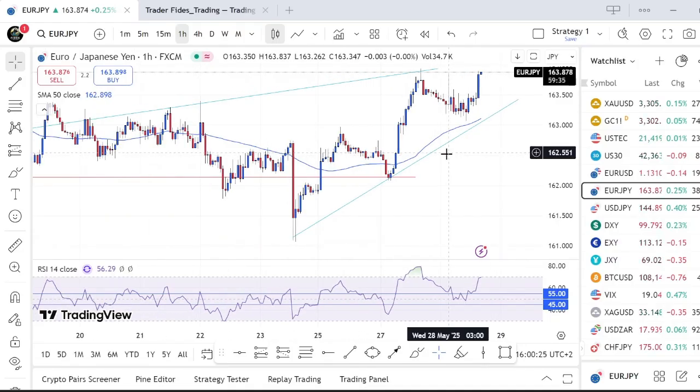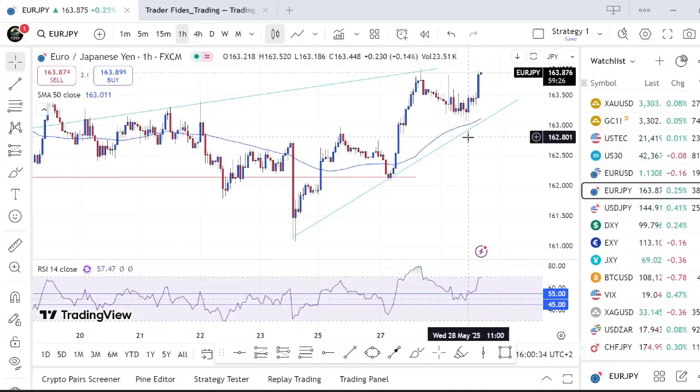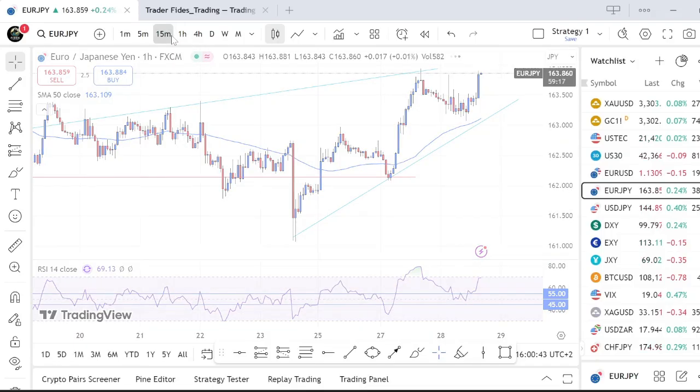If we come into the 1 hour, we can observe that price came very close to the 50 SMA. It tested the sweet spot region between 45 and 55, and then continued to push higher as of this morning. So we have missed the opportunity for today, the intraday trade, but that's okay. We'll wait for the next one.